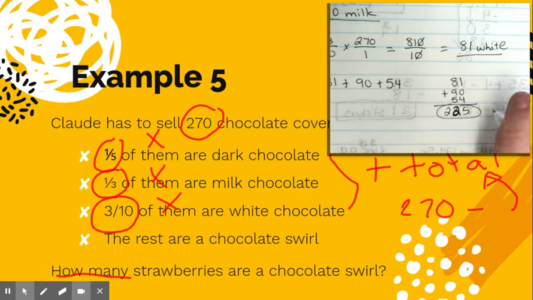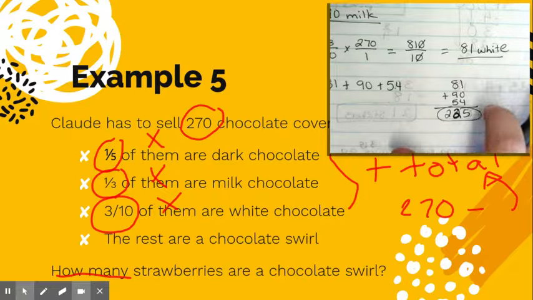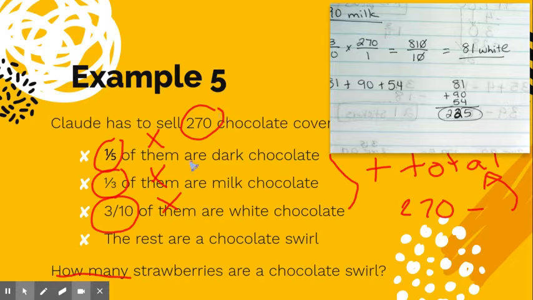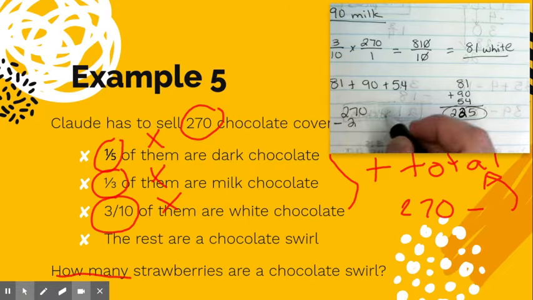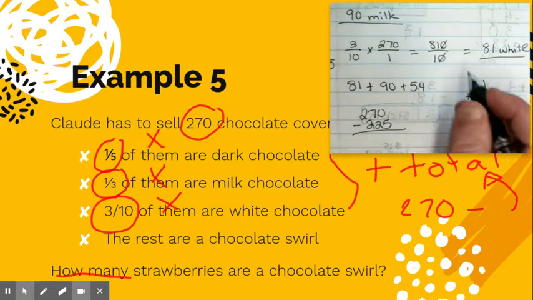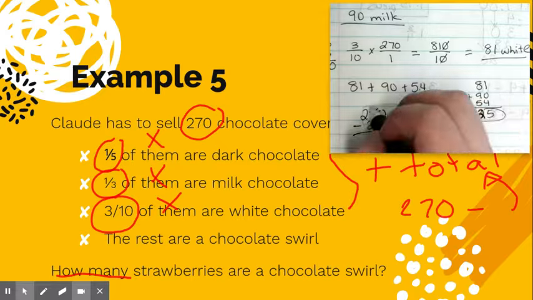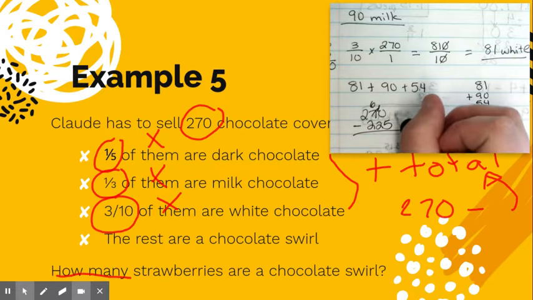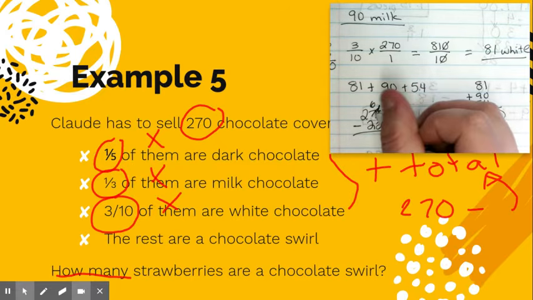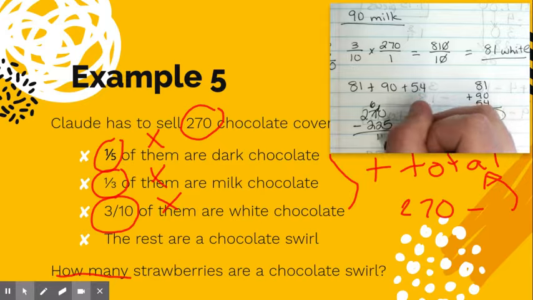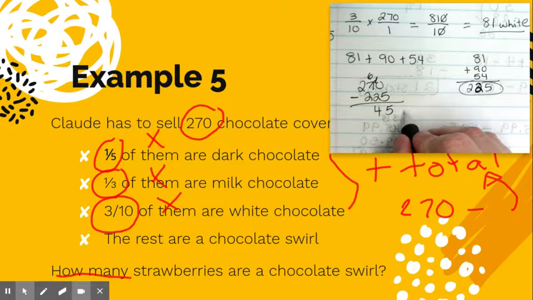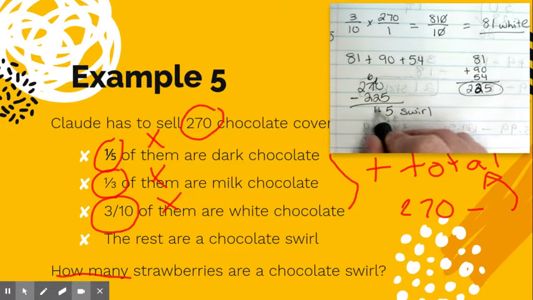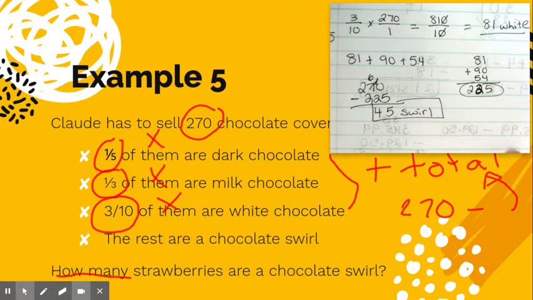Okay, so to find how many are chocolate swirl, because that's the rest of them, we're going to do our whole, what we started with, 270 minus 225. Okay, I have to borrow from the 7. That gives me 6. 10 minus 5 is 5. 6 minus 2 is 4. 2 minus 2 is 0. Okay, so that means 45 are swirl. So there's 45 swirls.